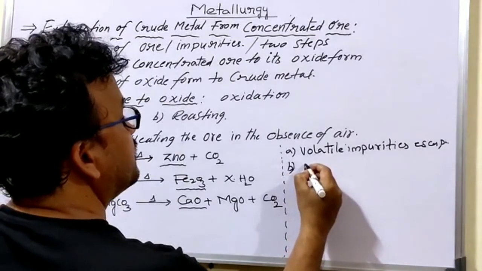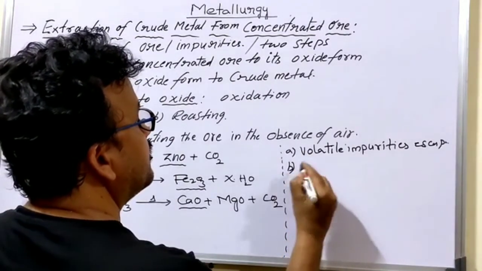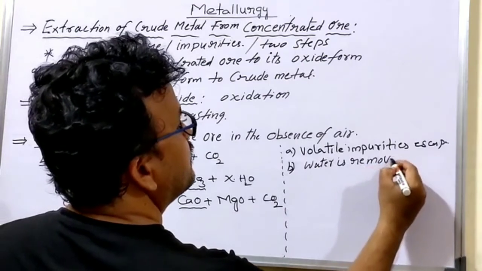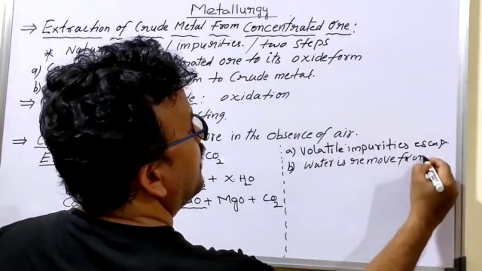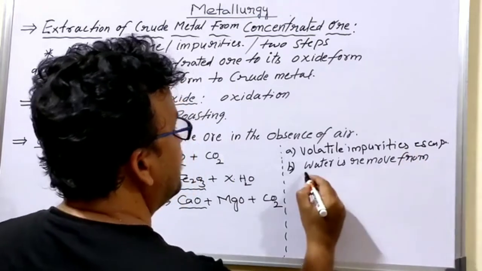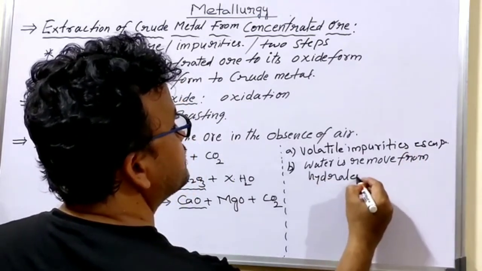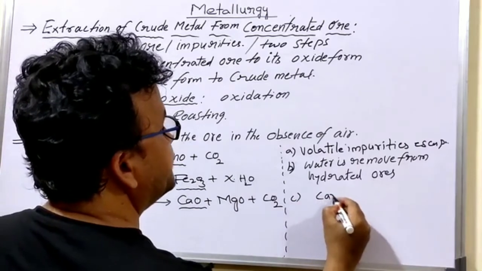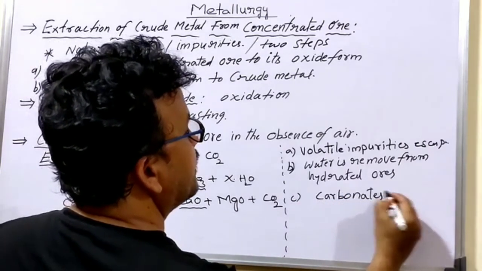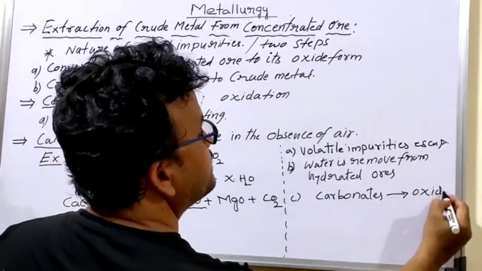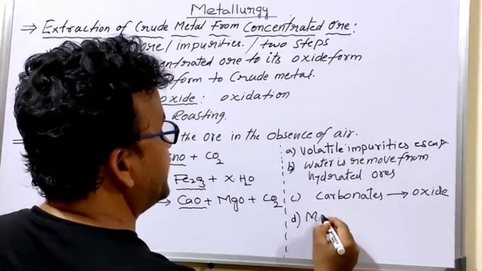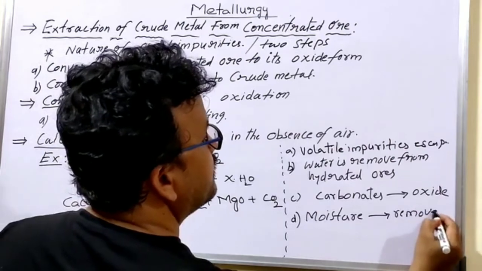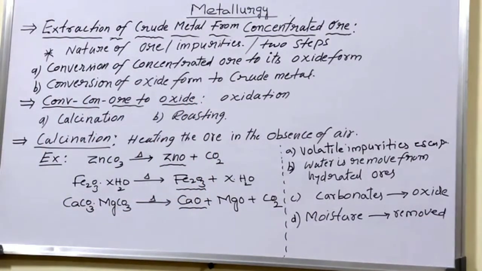Then water is removed from hydrated salts. That is, hydrated ores. Carbonates are converted to oxides. If any moisture is there, that moisture is also removed. These are the changes that take place during calcination.